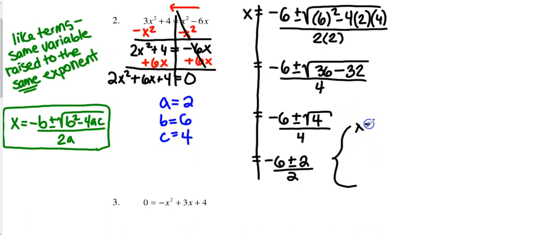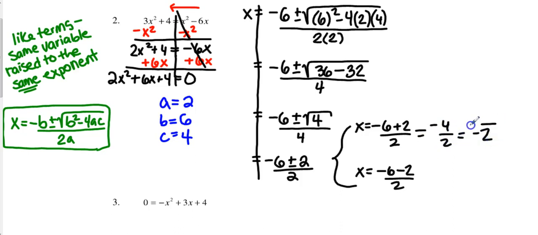So let's see, we get x equals negative 6 plus 2 divided by 2, and x equals negative 6 minus 2 divided by 2. Negative 6 plus 2 is negative 4, divided by 2, and I get negative 2. Negative 6 minus 2, negative 8, divided by 2, negative 4.